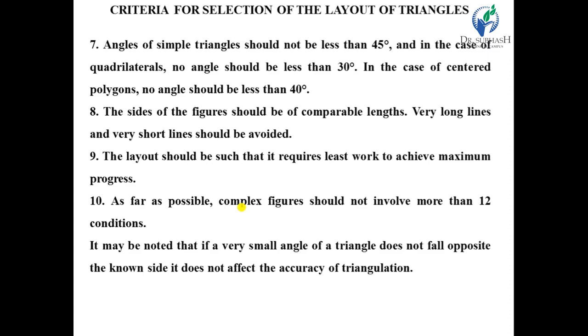An angle of a simple triangle should not be less than 45 degrees, and in case of a quadrilateral the angle should not be less than 30 degrees. In case of a centered polygon, no angle should be less than 40 degrees. The sides of the figure should be of comparable length. Very long lines and very short lines should be avoided. The length should be such that it requires the least work to achieve the maximum progress. As far as possible, complex figures should not involve more than 12 conditions. It may be noted that if a very small angle of a triangle does not fall opposite the known side, it does not affect the accuracy of triangulation.